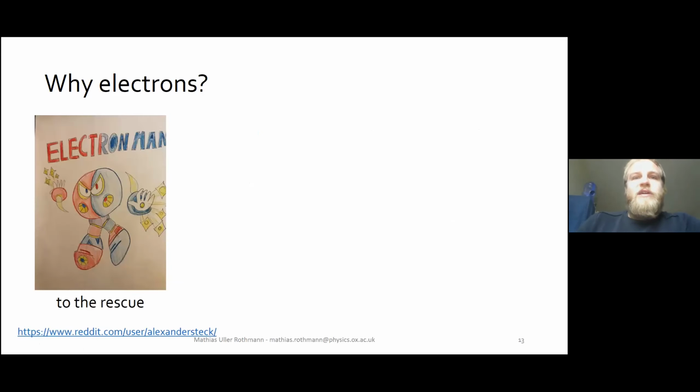So, to the rescue, electrons. I Googled Electron Man to see if anyone had done anything, and this amazing drawing came up. Thank you, Alexander Steck on Reddit.